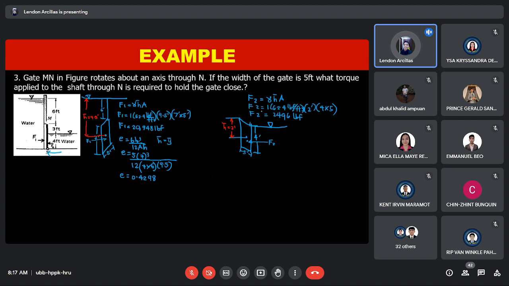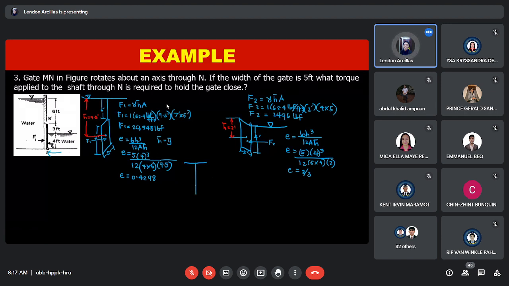Okay, next is the location of F2. Ganun pa din, using E equals BH cube over 12 area times H bar. Base niya is 5. Height niya is 4 feet. Cube 12 times area 5 times 4 times H bar na 2. The value of E here is 2/3. So let's have a separate free body diagram on the forces acting on it.